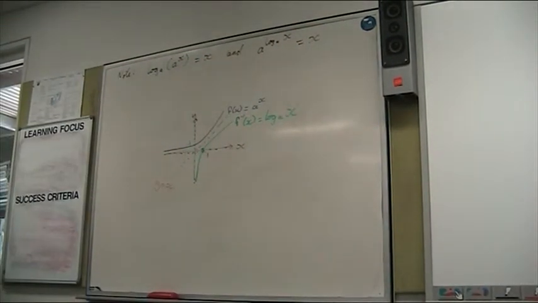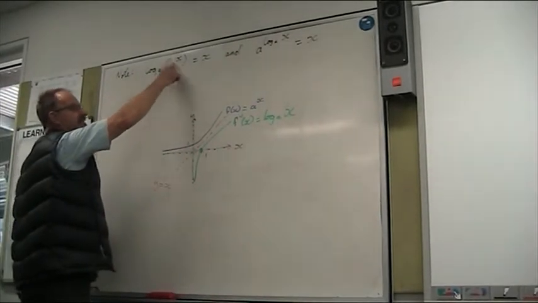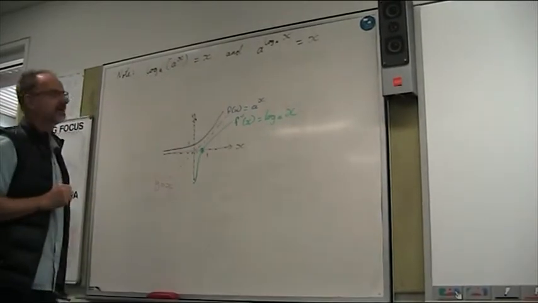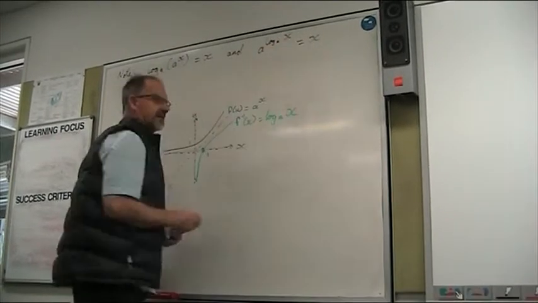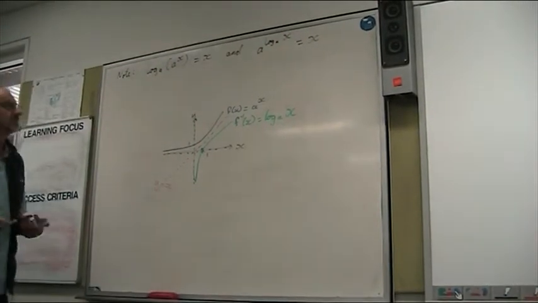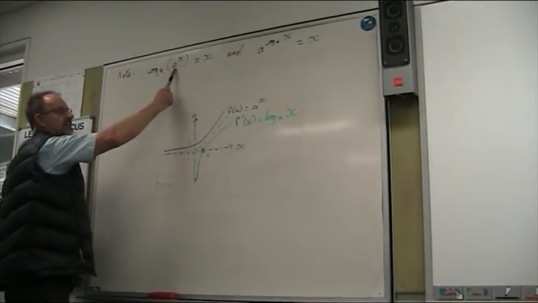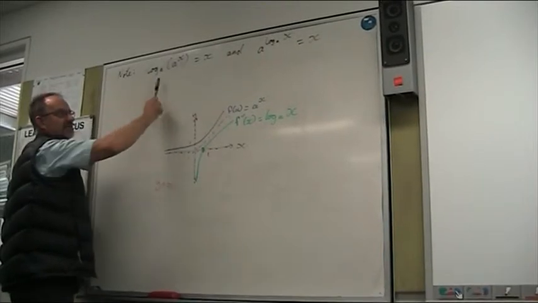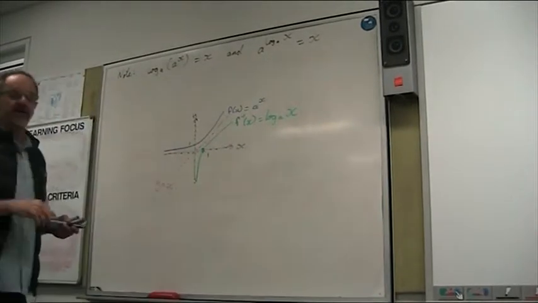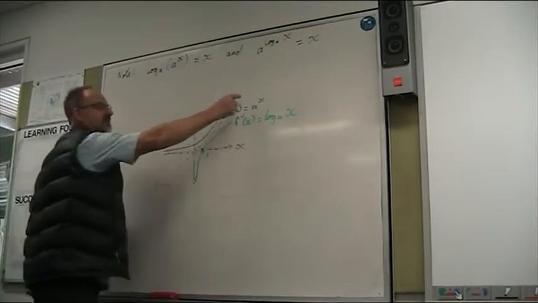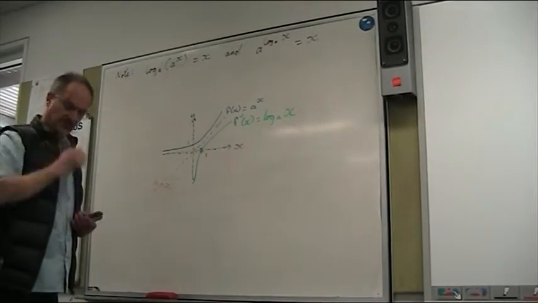All right, a couple of notes. If you have things written like this, log to the base a of a to the power of x is just equal to x. And similarly, a to the power of log to the base a of x is just equal to x as well. This log base a and this a to the power of kind of cancel each other out. Same here, a to the power of and log base a cancel each other out. Just remember that these two things are inverses of each other.